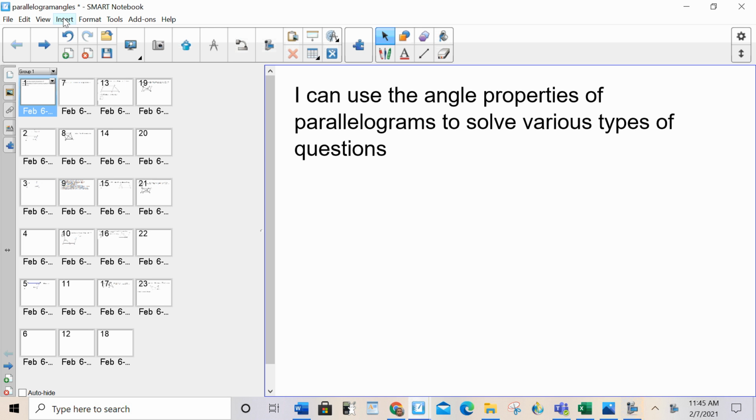Hello everybody! Today I can use the angle properties of parallelograms to solve various types of questions. So in the last lesson we focused on the segment properties. Today we're going to focus on the angle properties, and there are really two different types of questions that we're going to see. So let's get right into them.